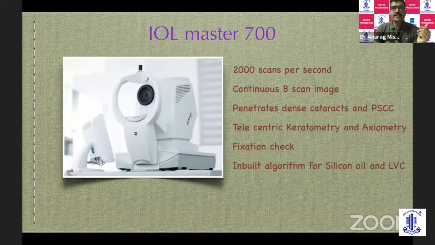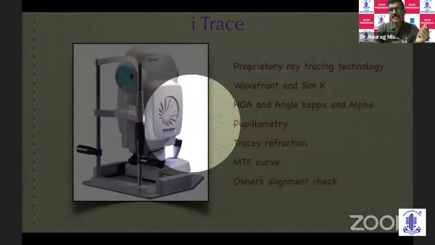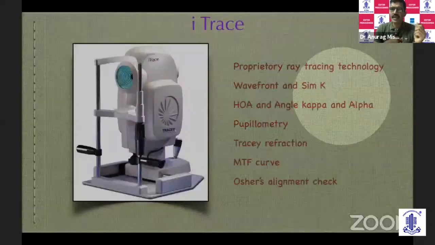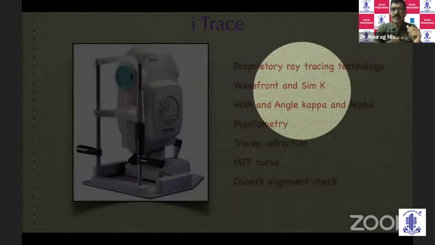The next station the patients have to go to is the iTrace, which has a proprietary ray tracing technology. It gives us both wavefront and Placido. The higher order aberrations, angle kappa and alpha, and the offshoot axis are calculated accurately. Pupillometry in all circumstances can be calculated. It gives us a Tracey refraction, which is very interesting.